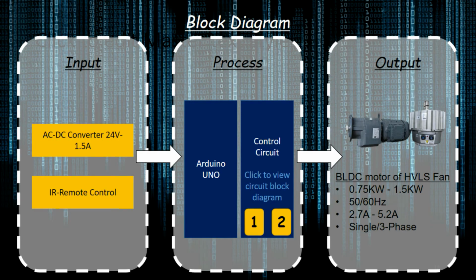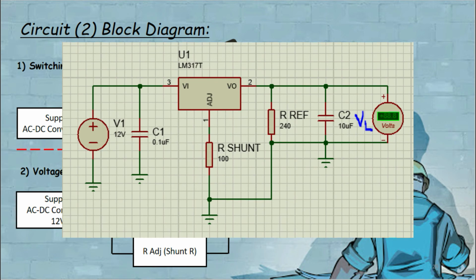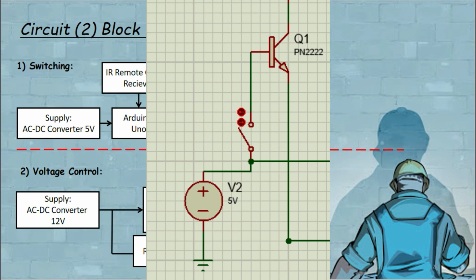So we get back to the block diagram and we look at the control circuit for circuit number 2. Basically both of the circuits are the same at the switching. The difference is at voltage control. So at circuit number 2, I use a variable voltage regulator that controls the voltage by using multiple parallel resistors. So this is the basic circuit for the voltage control and the switching.